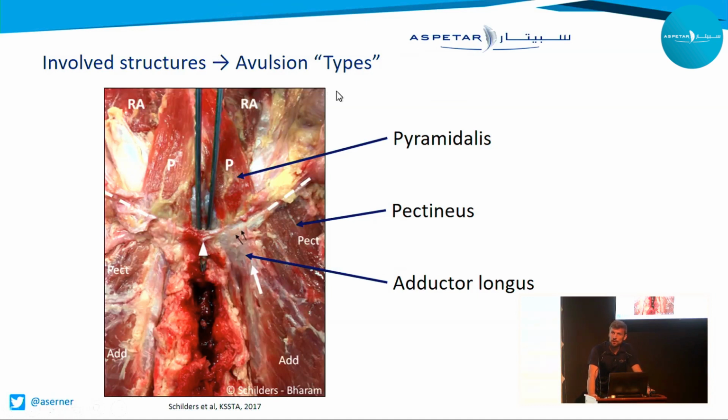Then we have an orthopedic surgeon who's dealing a lot with these avulsion injuries, Professor Ernest Schilders, who has now recently come up with specific types of avulsions based on the tears in this area and the connections in this area. And there are three key structures that you have to know. You have the pyramidalis muscle here, as we talked about before, the pectineus, which inserts a little bit more laterally here on the superior pubic rim next to the adductor longus, and the adductor longus tendon as it goes into the pubic bone here next to the pyramidalis in the middle.